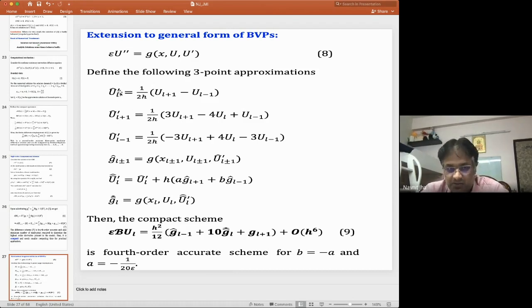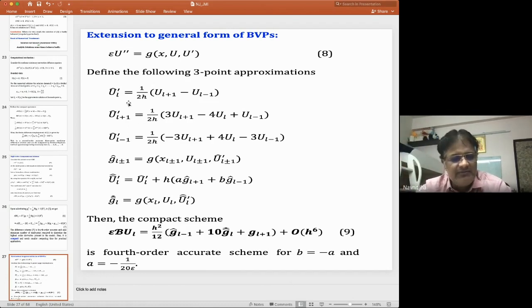U prime, that is u derivative at l, is this formula. ul plus 1 is this one, and ul minus 1 is 1 by 2h into minus 3 ul plus 1 plus 4 ul minus 3 ul minus 1. So these three formulas are the formulas for first order derivative at three different nodal points, that is xl, xl plus 1 and xl minus 1.